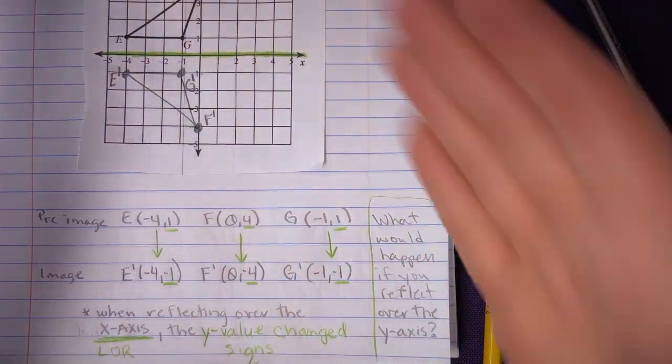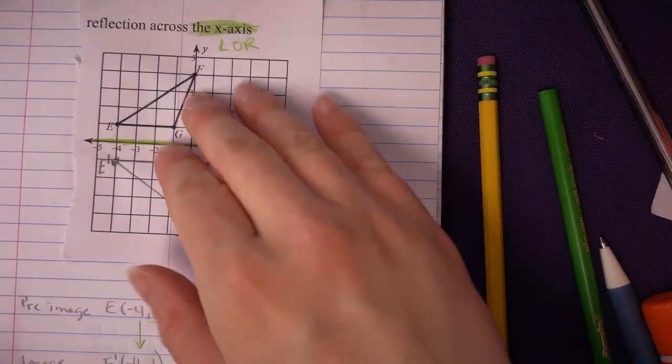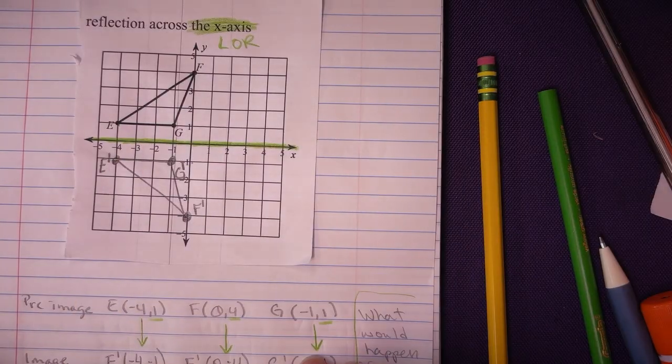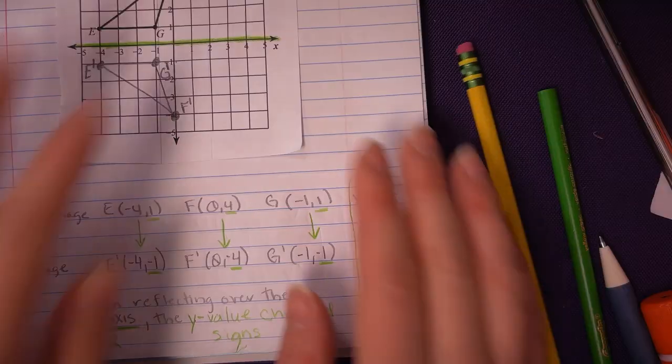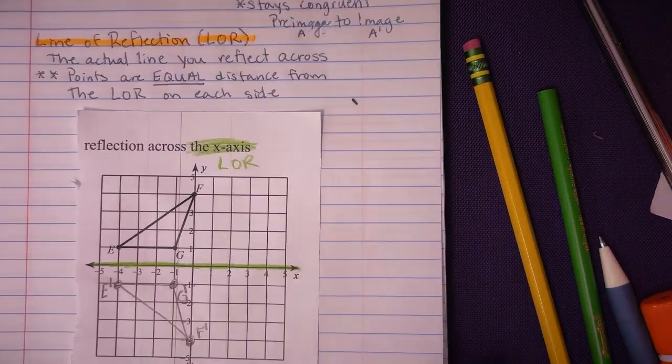Okay, so that's what happens with axes, right? There's like a special thing that can kind of happen when you reflect over either the x-axis and even the y-axis, right? And you're going to figure that out when you get to your spice packet.